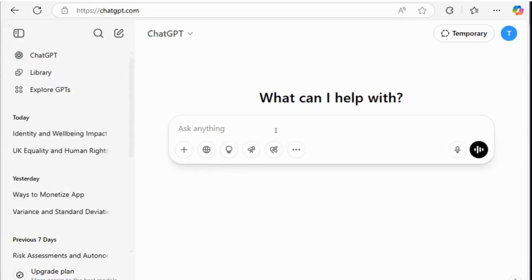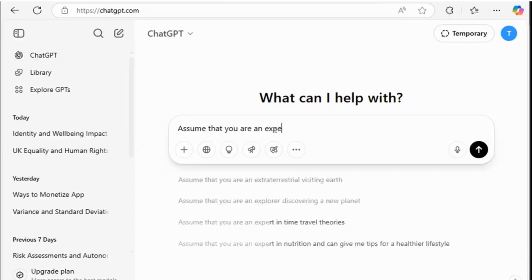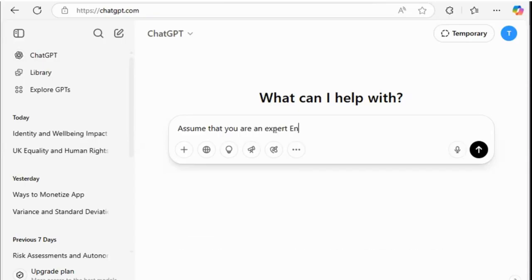Now, I was talking about subject-verb agreement, right? So I want to show you how you can use ChatGPT to teach you a lot of things, but I'm going to focus on subject-verb agreement. So this is what you type inside ChatGPT: Assume that you are an expert English teacher.